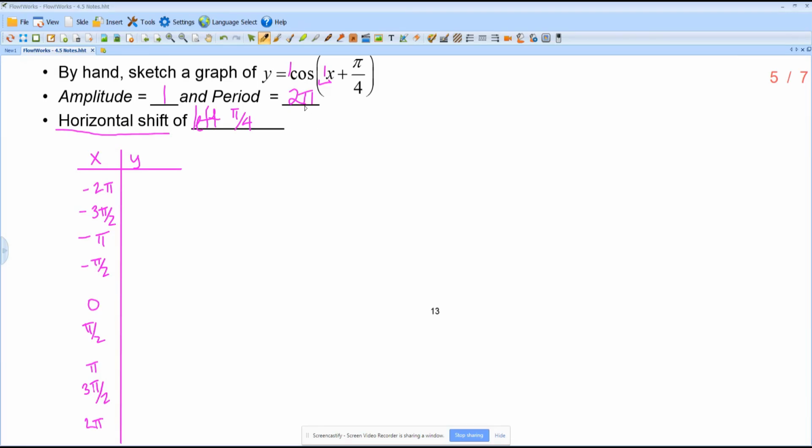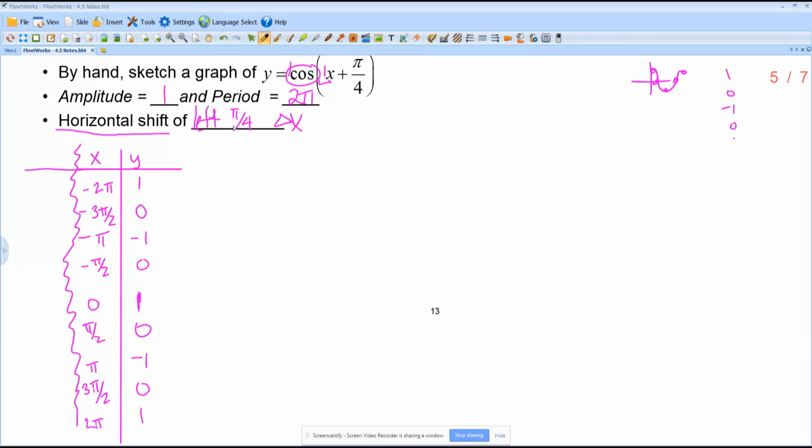Now, if I also want to look at just my cosine's y values, if you think about cosine, it goes like that. So it's 1, 0, -1, 0, 1, 1, 0, -1, 0, 1. So 1, 0, -1, 0, 1. This is the end of one period and the start of the next one. So 1, 0, -1, 0, 1. There are no changes to y. There's just this change to x. So now what I'm doing to my x values is shifting them to the left pi fourths.